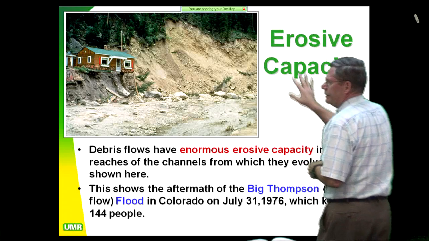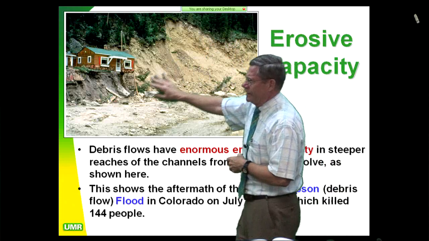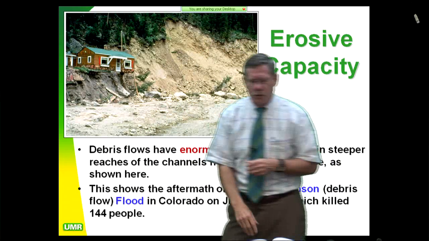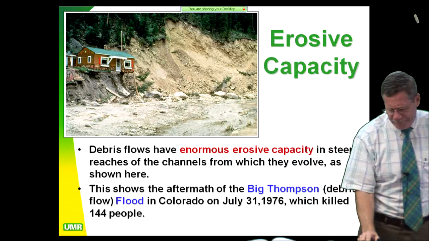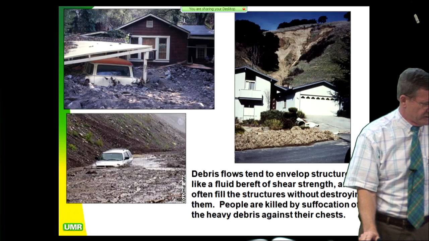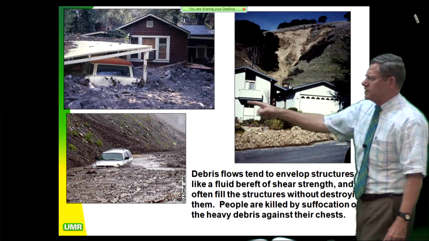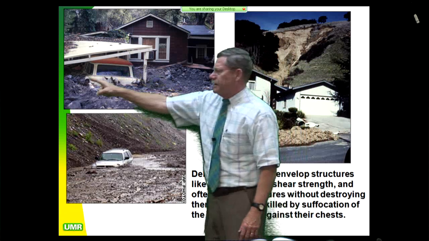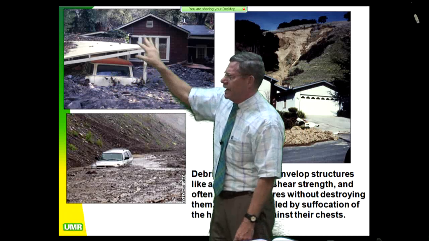And so you just keep picking up loose stuff, picking up loose stuff, and it snowballs as you go down. Big Thompson's the biggest one we've ever had in the modern era in the United States. Debris flows also tend to envelop structures and not necessarily knock them over. They just fill everything up. This car's filled up, the house is filled up.